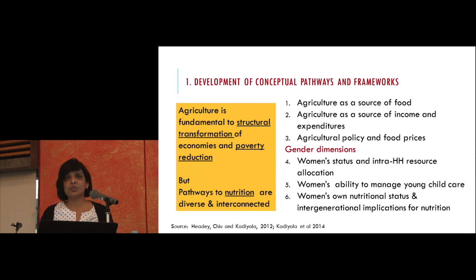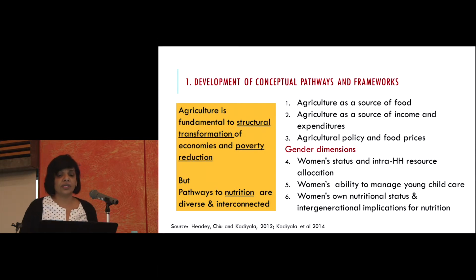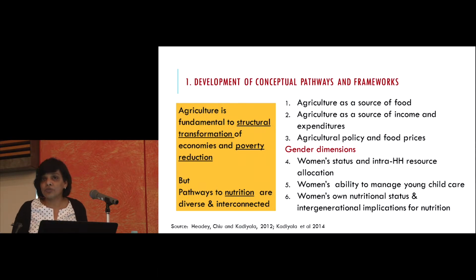So the first 2 are very straightforward, which is agriculture is a source of food. Of course, it has to then feed people and is important for nutrition. Agriculture is a source of income. In several of these countries that we are talking about, over 60% of the population is dependent on agriculture for their income. Agriculture policy and food prices, the investments government make in the types of research and development, the kind of price stabilization policies they have, have implications in what foods are available, what foods are accessible to people.